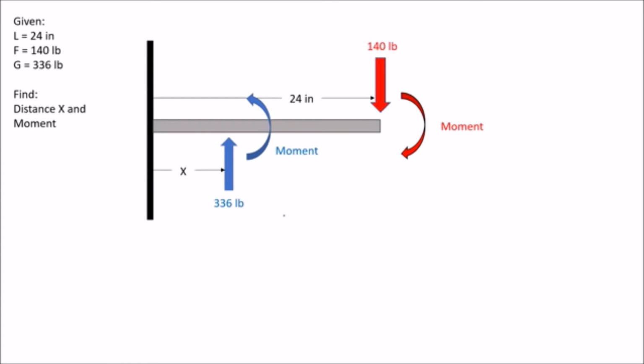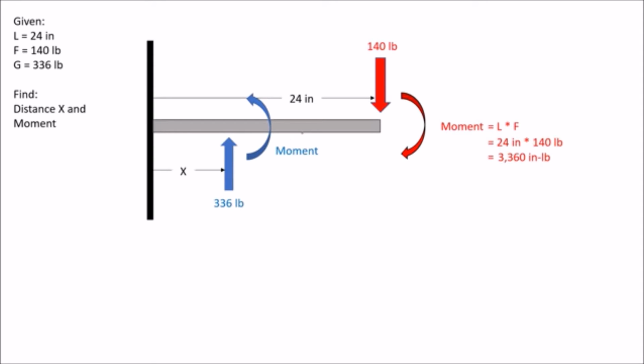So if we remember, a moment is simply a distance times a force. So if we plug in 24 inches for L and 140 pounds for F, we find that the moment created on our beam is 3,360 inch-pounds. Now an inch-pound is a unit of bending force, such as a torque.